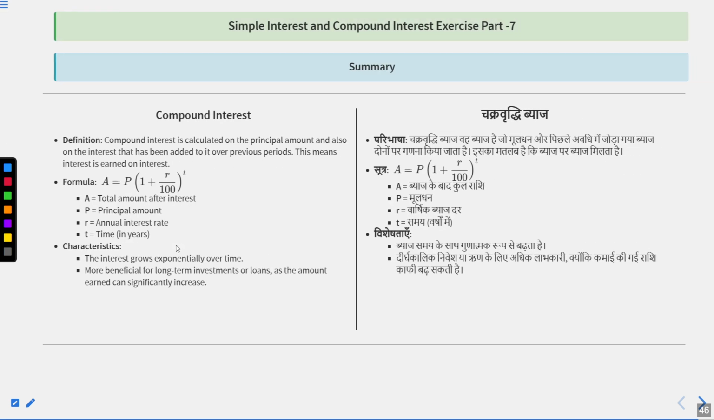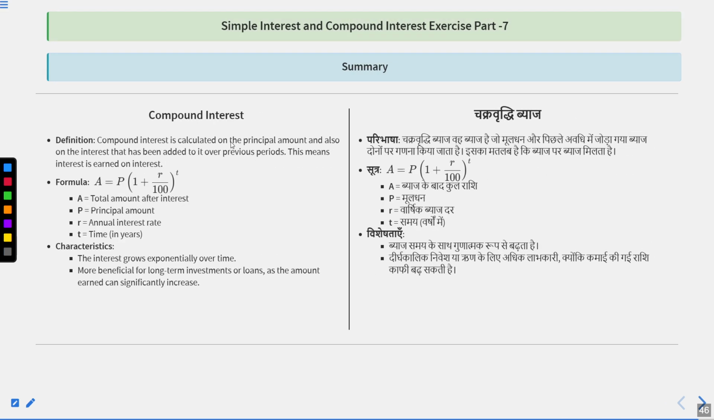So what is compound interest? Compound interest is calculated on the principal amount and also on the interest that has been added over previous periods. This means interest is earned on interest. The formula of amount is P in the bracket 1 plus R upon 100 whole power T. A represents the total amount after interest, P is the principal amount, R is the annual rate of interest, and T represents the time in years. Characteristics of compound interest: the interest grows exponentially over time, and it is more beneficial for long-term investments or loans as the amount earned can increase significantly.